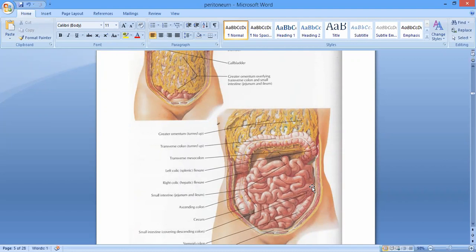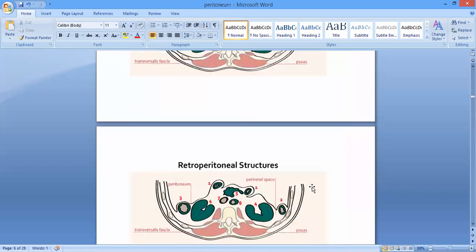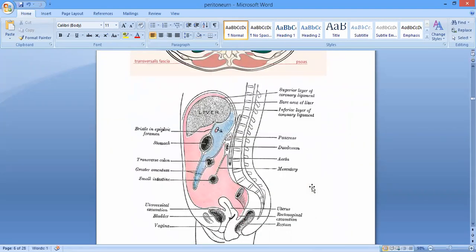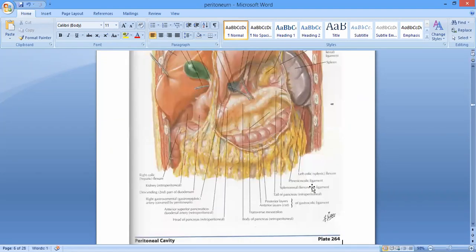If there is any problem in the greater omentum, beta, you can ask me. Is everything clear? Now you can define the retroperitoneal structures, interperitoneal structures. You can define the omentum. What is the omentum? What is a peritoneal ligament? If there is a problem, beta, you can ask me right now.